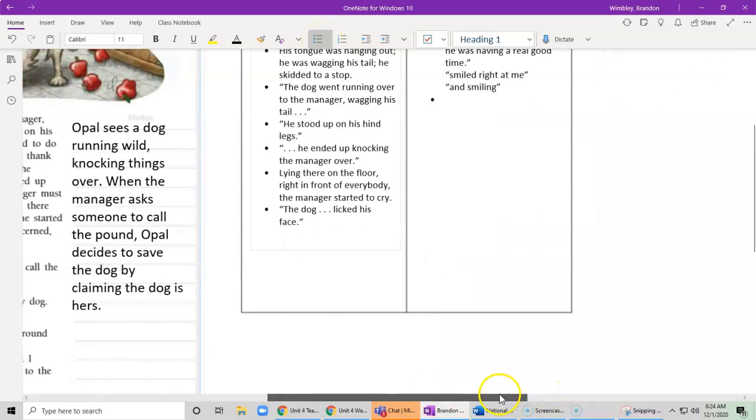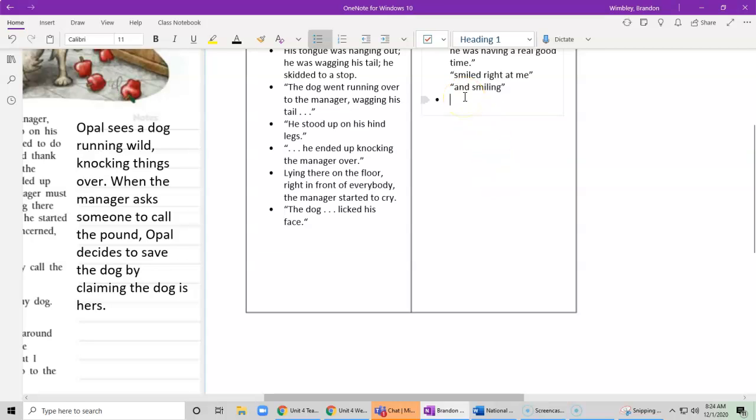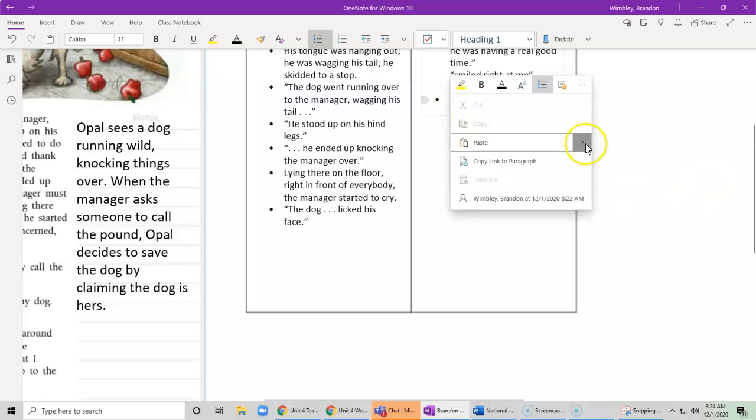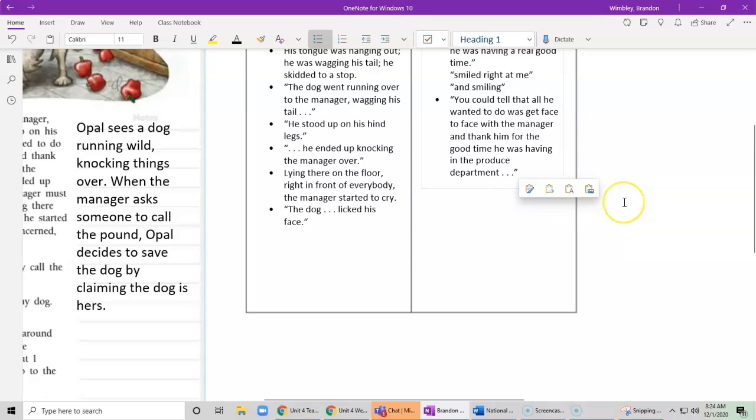Now, what interpretations did we have? Well, there are things other people might look at and say, no, maybe that's not what the dog wanted to do. Well, I saw this right here. You could tell that all he wanted to do was get face to face with the manager and thank him for the good time he was having. Well, I don't know if other people, like the people right around the store, would think that's what he wanted to do. They probably might have thought that he just wants to cause a commotion, or maybe he's even a vicious dog. Now, this other one, the manager must have been having a bad day.